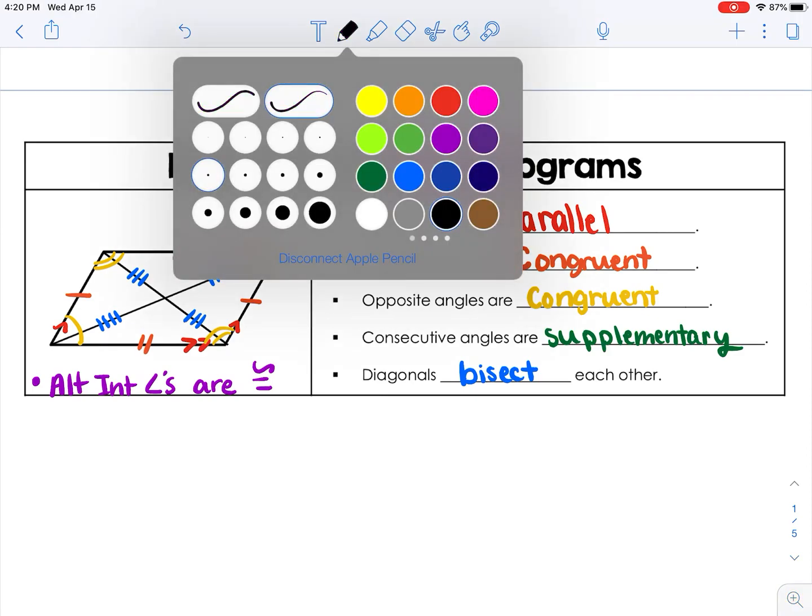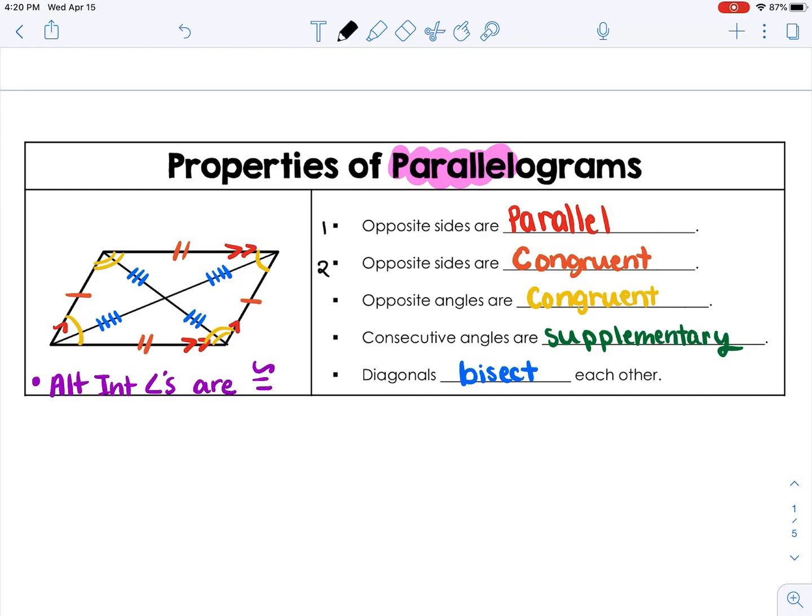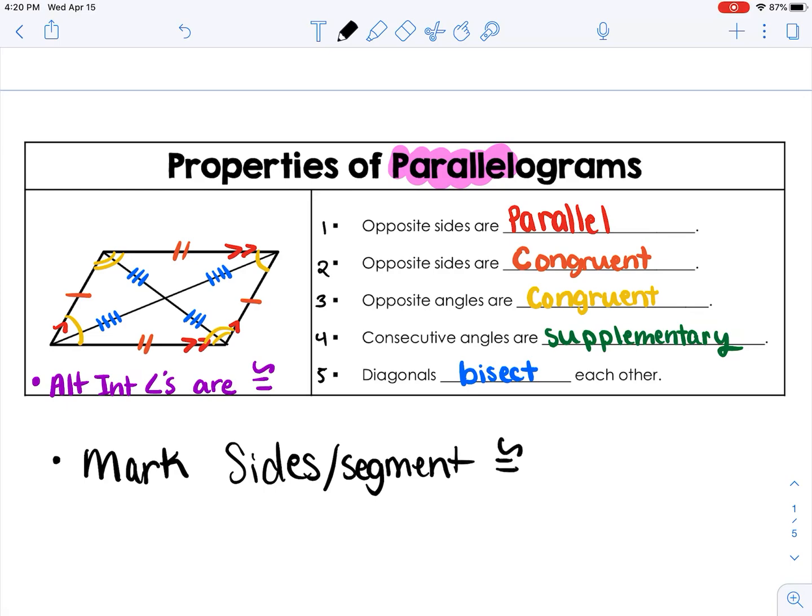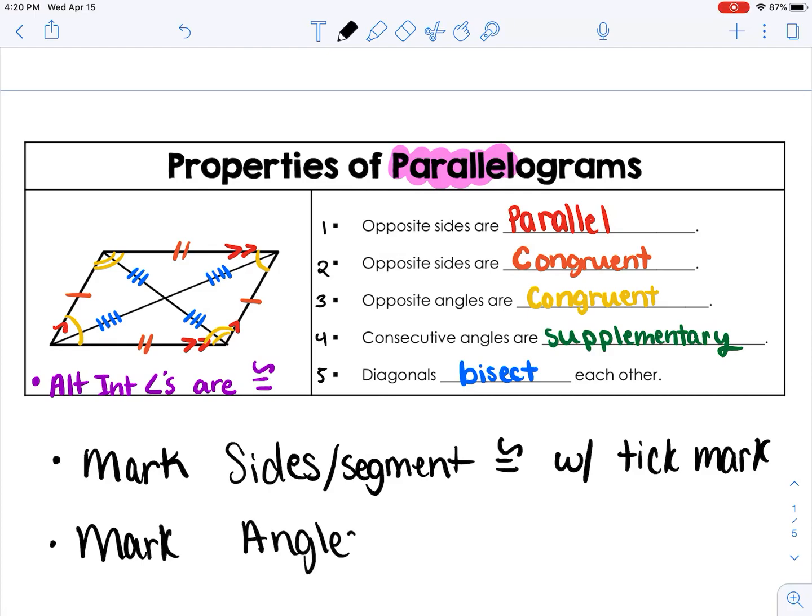And another note before we practice using these 5 properties is that we mark sides or segments congruent with tick marks, and we mark angles congruent with arcs. So we're recalling that before we do a couple practice problems.